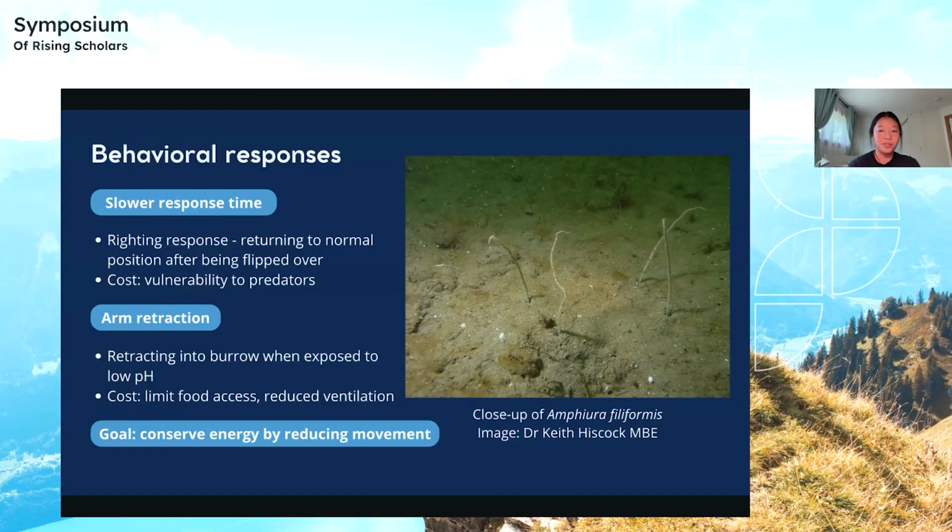Arm retraction was also observed in burrowing brittle stars. On the right is an image of a burrowing brittle star, and as you can see, their arms are sticking out of the burrow. And so brittle stars exposed to acidified water retracted their arms into their burrows. And this was an important finding because brittle stars use their arms for suspension feeding and ventilating their burrows, so a potential cost of this behavior could be limited food access and reduced ventilation of burrows. And the goal of these behavioral responses was so that the brittle stars could conserve energy and reduce movement.